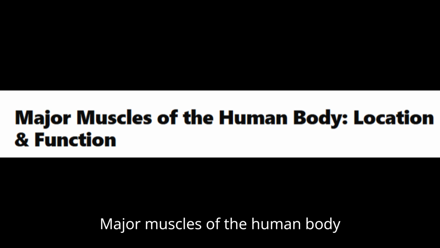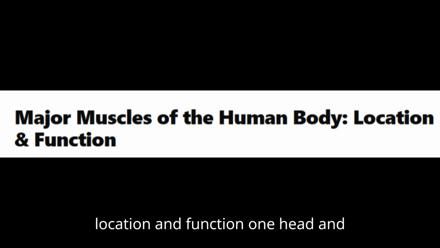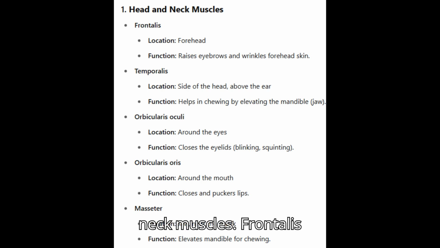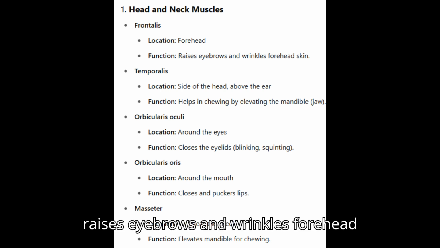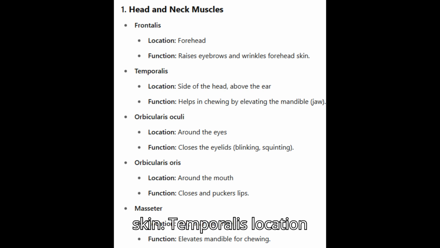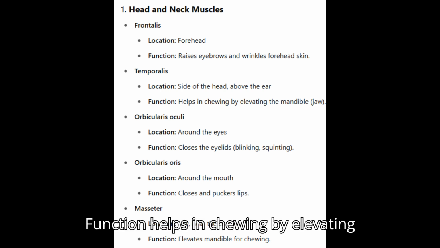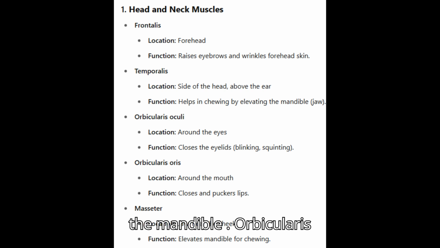Major muscles of the human body. Location and function. 1. Head and neck muscles. Frontalis. Location, forehead. Function. Raises eyebrows and wrinkles forehead skin. Temporalis. Location. Side of the head above the ear. Function. Helps in chewing by elevating the mandible, jaw.